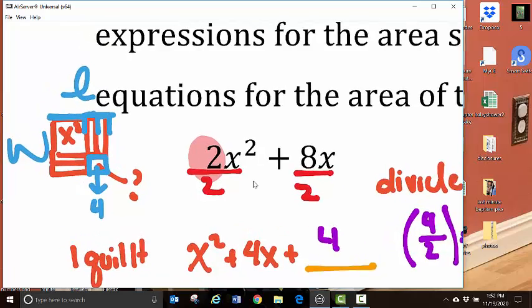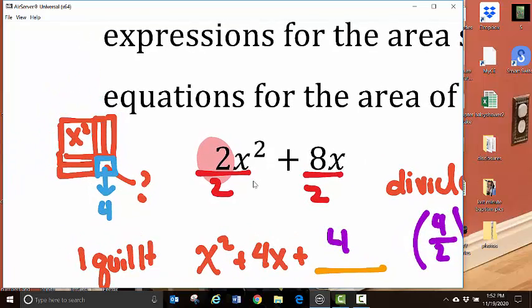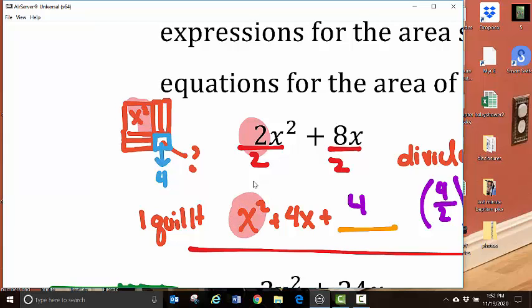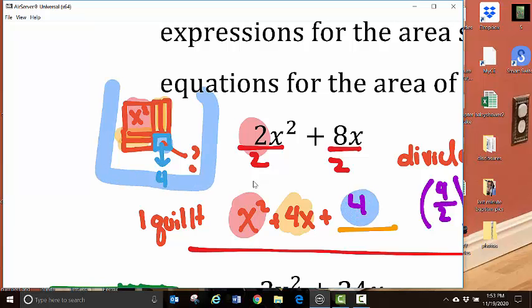And if you want to look at this picture, okay, we had an x squared. We had 4 x's, which we split in half. So we did 2 this way and 2 this way. And how many did we need to fill it in? 2 times 2, 4. 4 turned into a square was 4. So this is a picture of our 1 quilt.